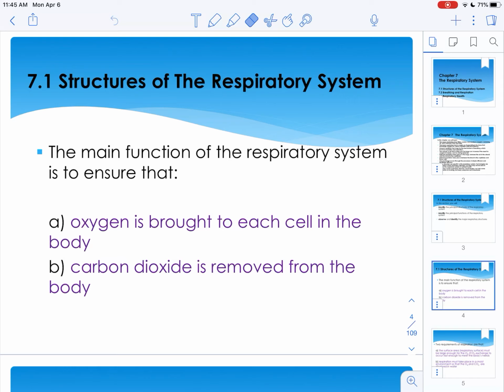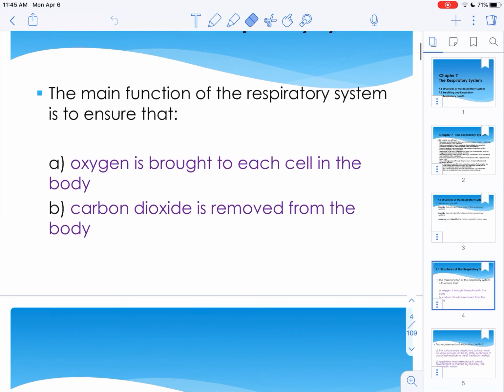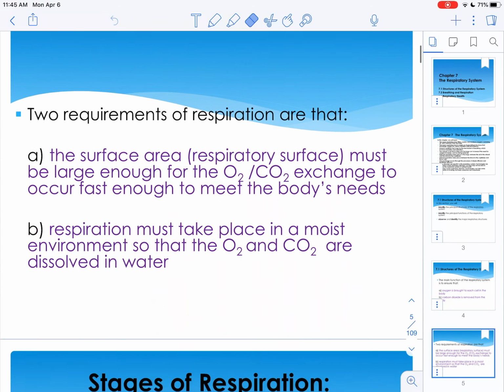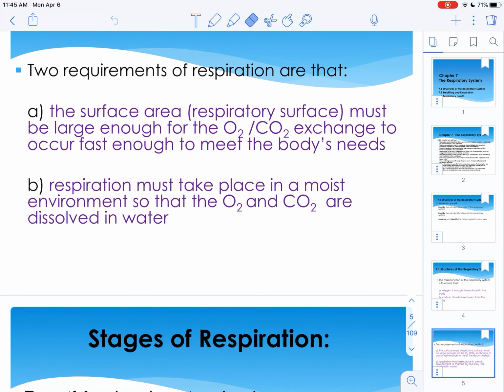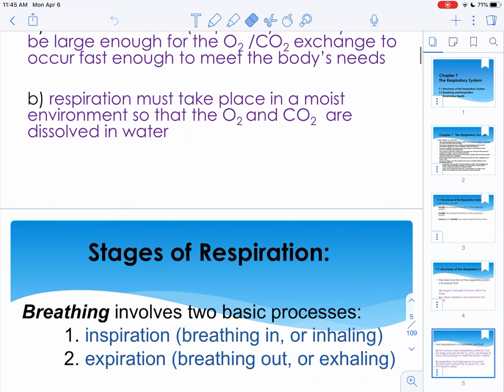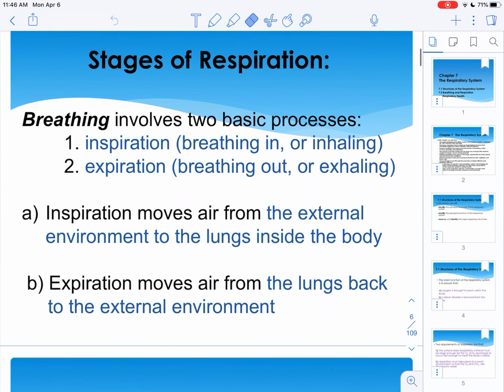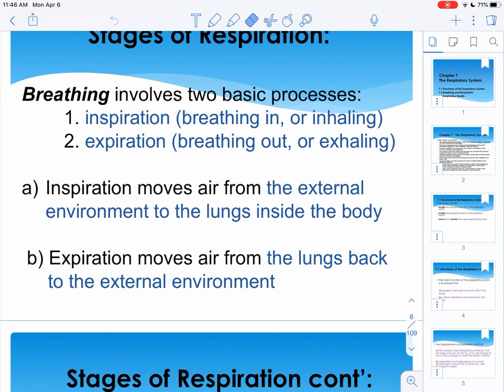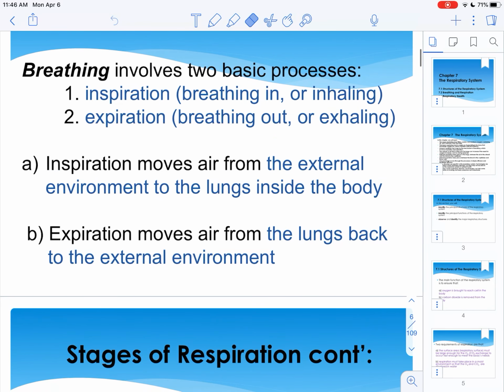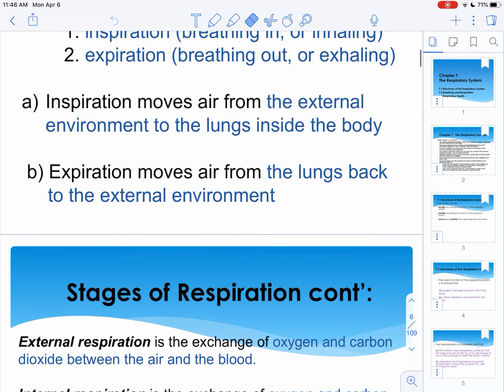So the main function here is that we're exchanging gases with the respiratory system, and that means oxygen is coming into the lungs and carbon dioxide is being removed out of the lungs, and at the same time that oxygen is being diffused into the bloodstream so that it can be carried to the cells of your body. The words inspiration and expiration mean breathing in and breathing out.